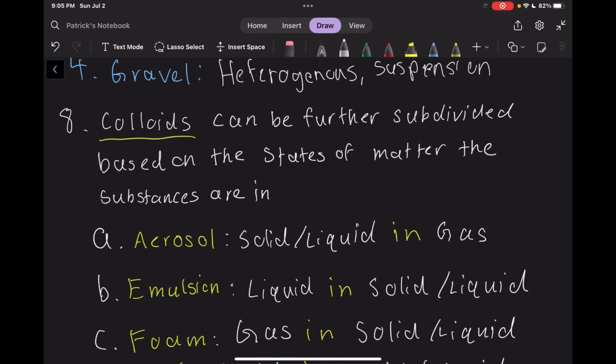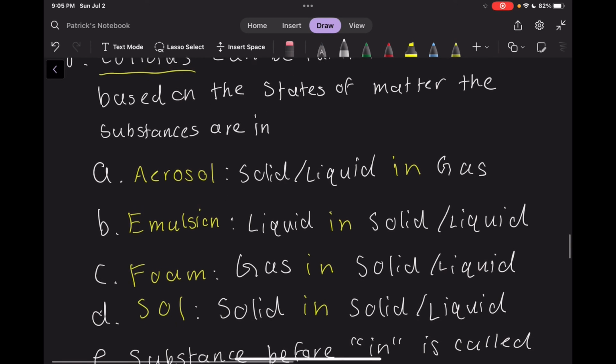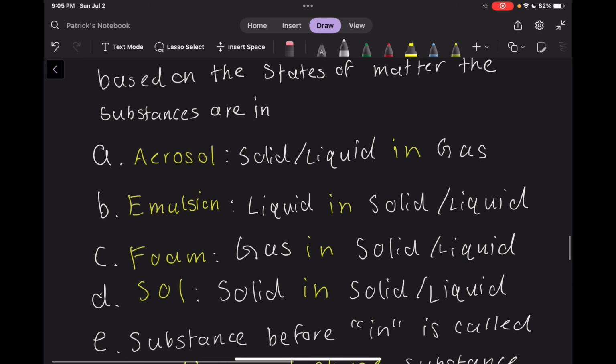Aside from classifying mixtures based on the size of their component particles, we can also classify colloids specifically based on which states of matter the components are in. An aerosol is when a solid or a liquid is in a mixture inside a gas. An emulsion is when a liquid is inside a solid or a liquid. A foam is when a gas is inside a solid or a liquid. And finally, a sol is when a solid is inside a solid or a liquid.